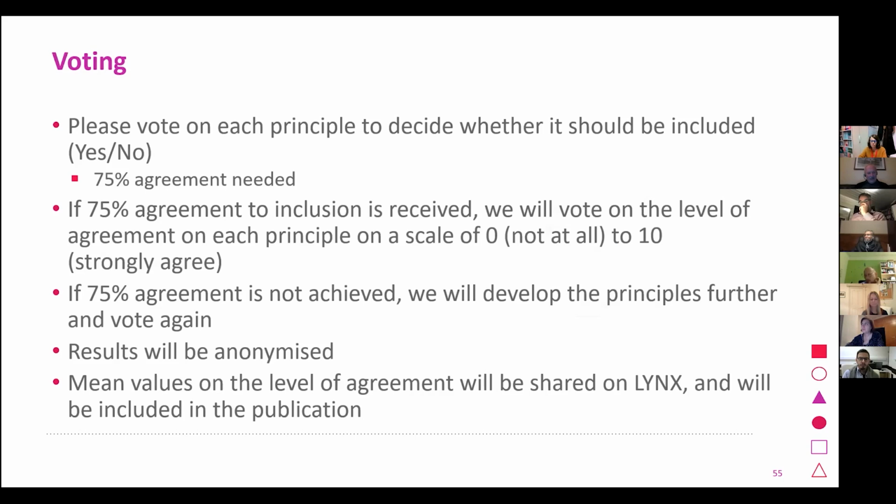And the results will be anonymized, so everybody can really say what they really believe and not what they should believe, I would say. Mean values on the level of agreement will be shared on the system links and will then be included in the publication.